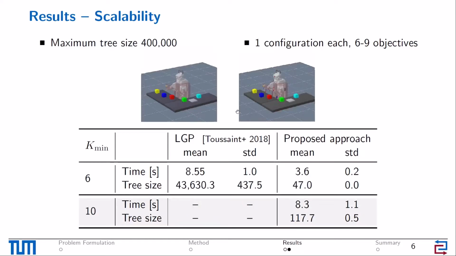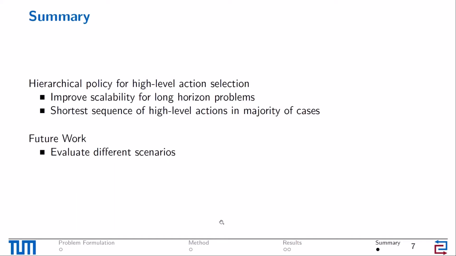Here you can see the solution for the stacking of 5 boxes on a tray. While this can be solved in feasible time by the proposed approach, the LGP framework fails to find a solution as the maximum tree size is reached. To sum it up, our proposed hierarchical policy improves the scalability while ensuring that the shortest solution is found in a majority of cases. Next, by evaluating our framework on different tasks, we aim to demonstrate the effectiveness of these domain-specific heuristics for long-horizon task and motion planning problems.